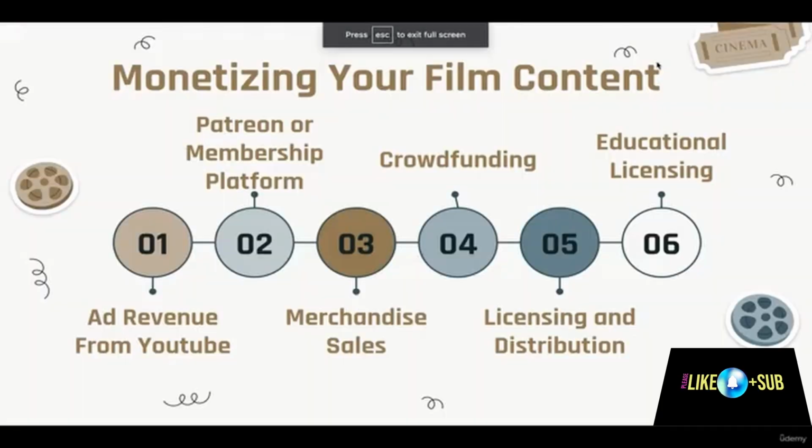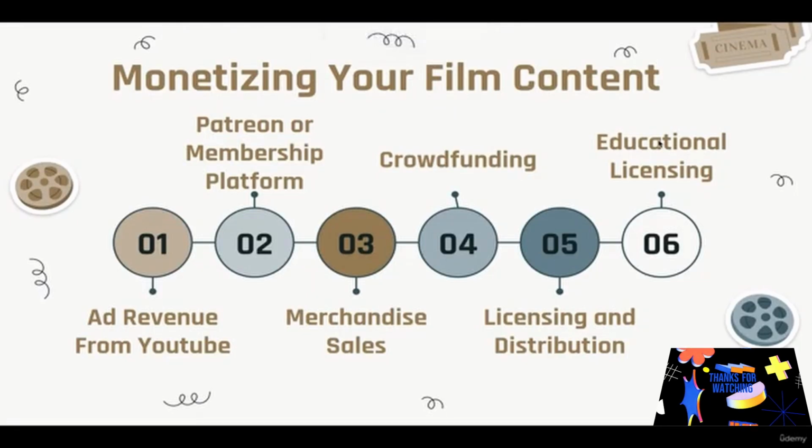Okay, so let's move on to the second business model, Patreon or membership platform. So you should consider creating a Patreon or similar membership platform where fans can support your work by subscribing for exclusive content, early access, or other perks related to your AI generated films. So the business model is very similar to Netflix. It is a subscription-based model, right?